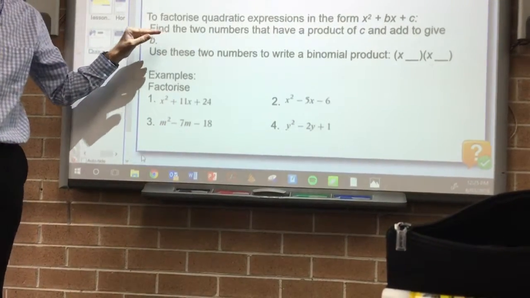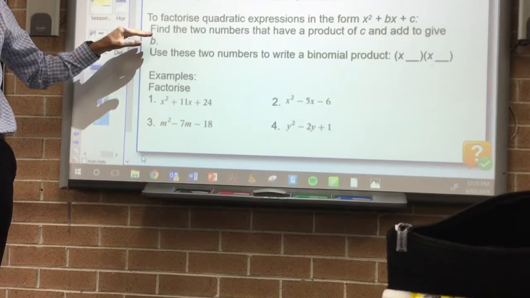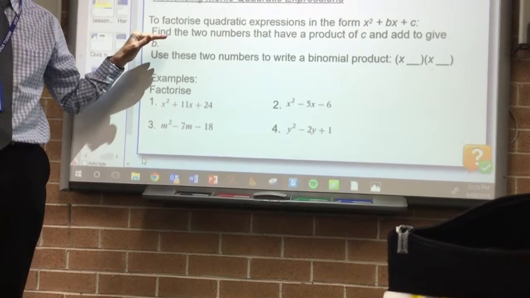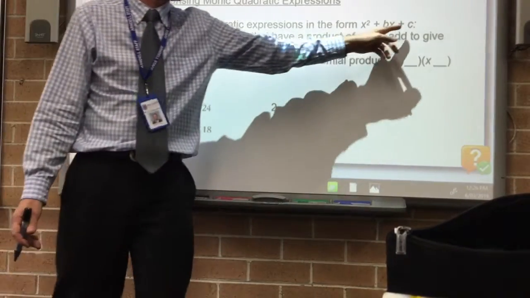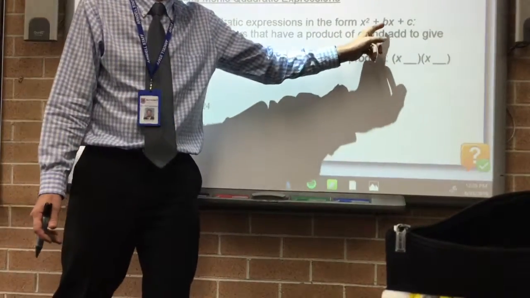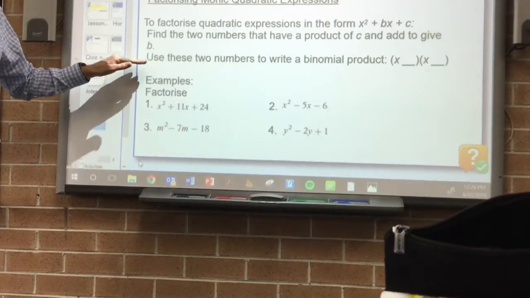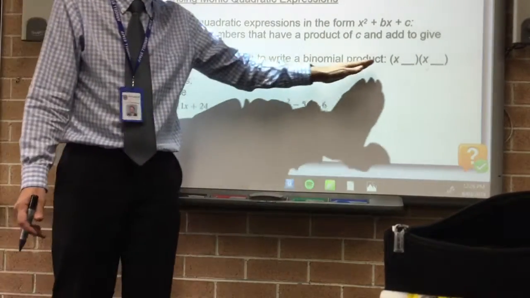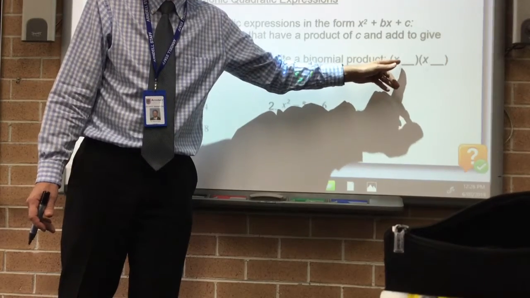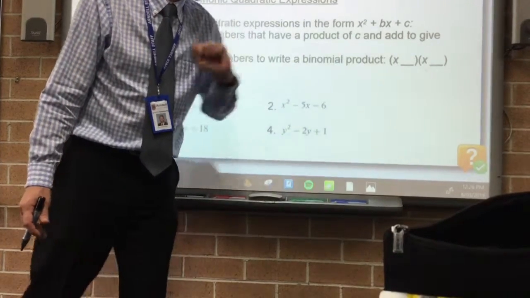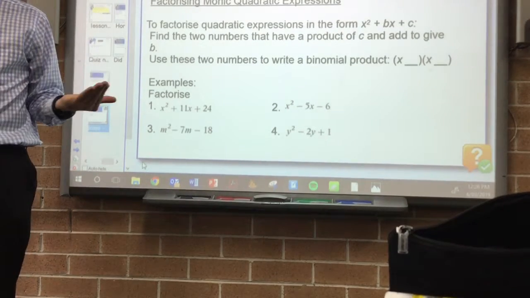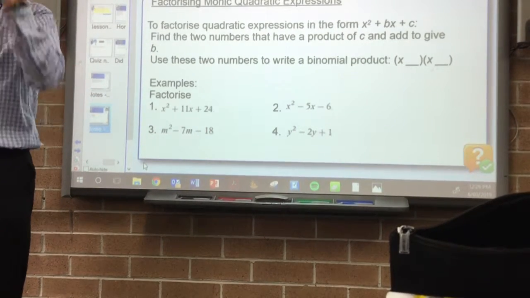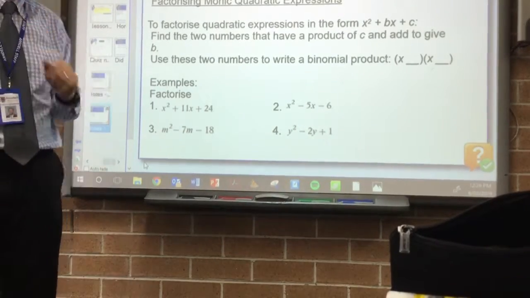To do it, we find the two numbers that are the product of c and add to give the sum of b. So the product of c is over here and add to give the sum of b. Use these two numbers then to write the binomial product: x plus or minus, bracket x plus or minus. It looks difficult at the start, but if we follow the logical steps, it shouldn't be too hard. So let's have a look at our first example.